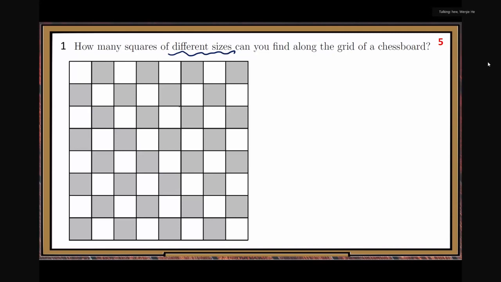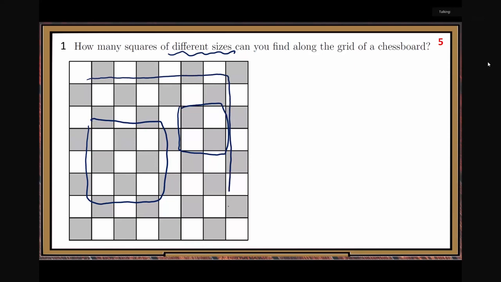For example, this is a square, right? This is a square with a size 2 by 2. Okay? So you can see another one, 3 by 3 here, right? So you have so many different squares. Let's look at another one. 6 by 6, right? So the question, you need to tell me how many squares of different sizes you can find in a standard chessboard. That's the question.